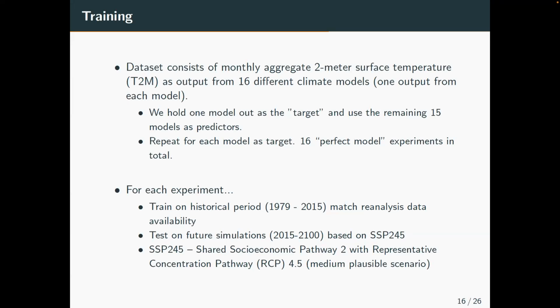SSP 245 here is essentially a medium plausible scenario, which is basically assuming that people continue to mitigate climate change at kind of the rate they're doing. You could probably do better, but you could certainly do a whole lot worse. So the idea here is, one, this is a very common scenario that people look at, but also to look at how this performs under relatively moderate distributional shift.